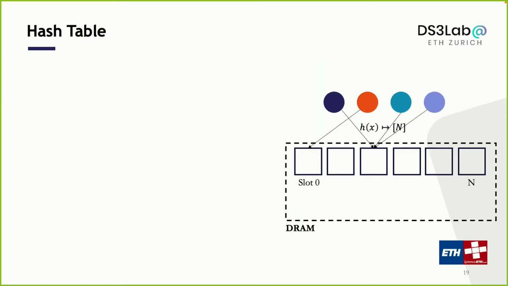But we are not going to talk about that in this course. Now let's think about different ways of dealing with this. Another family of methods is called open hashing.